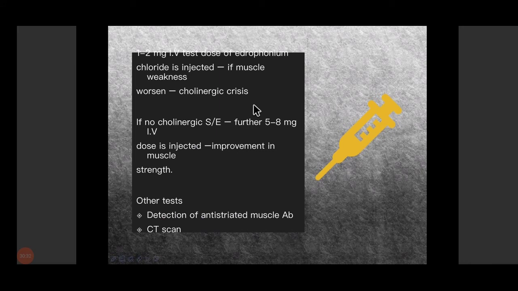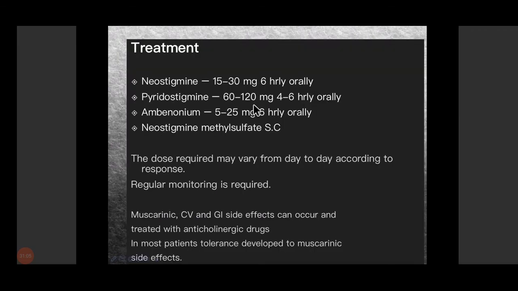So when a 1 to 2 milligram IV test dose of edrophonium is given, if the muscle weakness worsens, then there is a cholinergic crisis. And if there are no cholinergic side effects, a further 5 to 8 milligrams can be given, and then there is improvement in the strength of the muscle. But this is really not needed. You really don't need to know much about it. All we would be needing right now is why myasthenia gravis is caused and how you treat it.